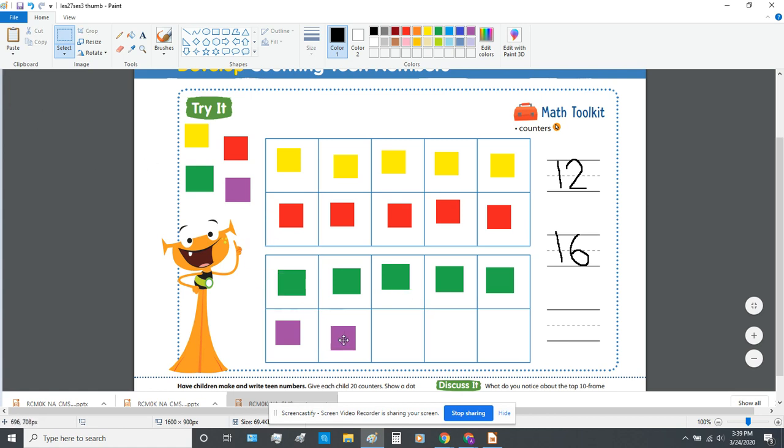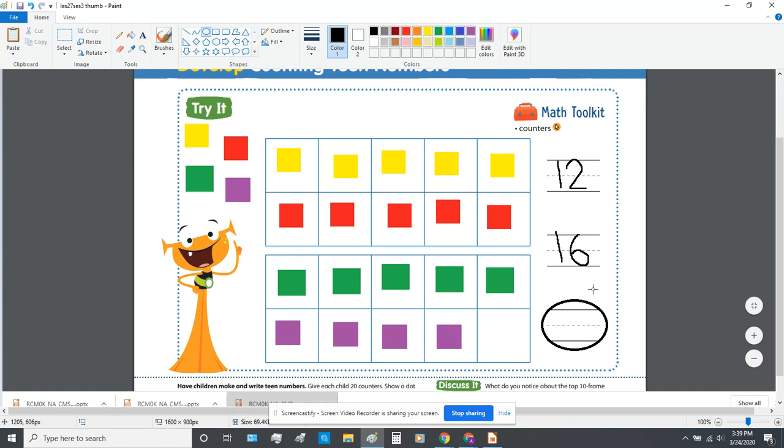So we have 6, 7, 8, and 9. Your 19 should look just like this. Now, I'm not going to write the number 19. I want to see if you remember, if you can follow the pattern of these teen numbers. They all have to start with a 1, followed by how many extras there are. So I want you to take this time to write the number 19 right here.